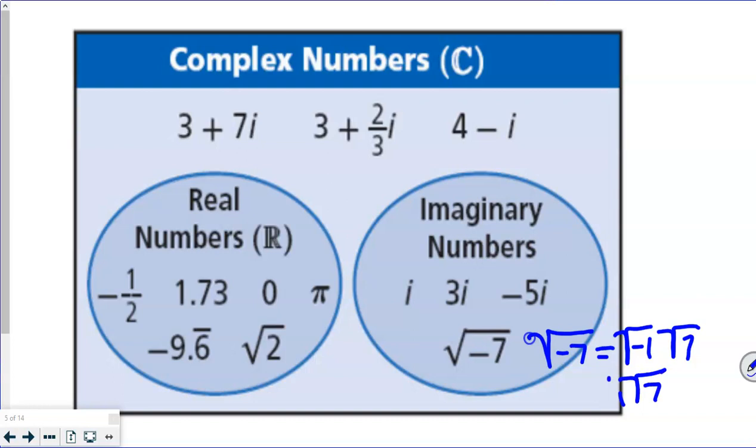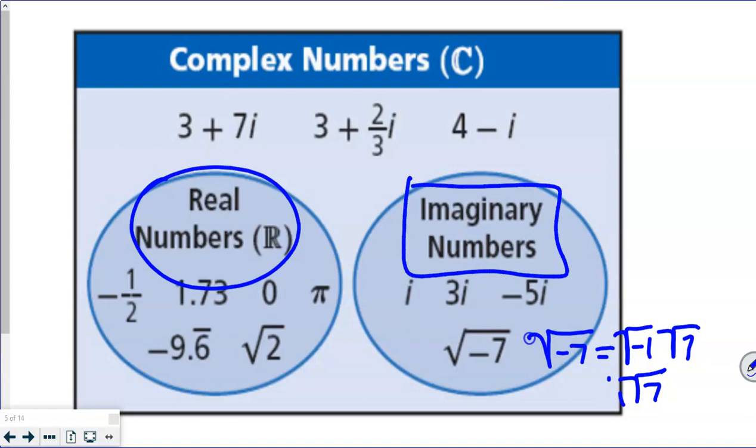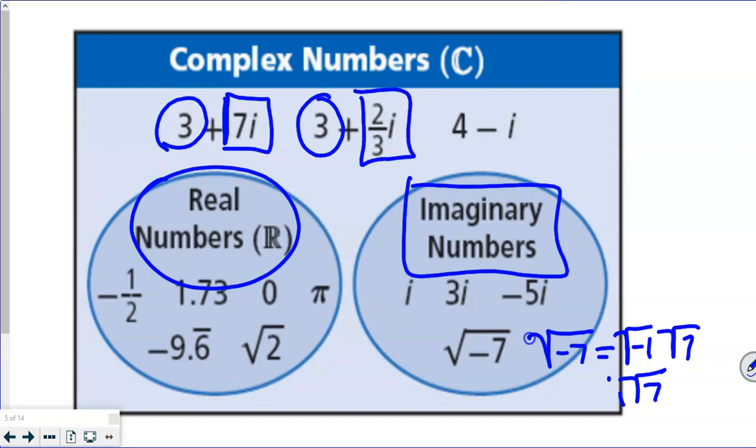Okay, so now let's talk about these. This is what I want y'all to do. For the real part, let's circle them, and for the imaginary part, let's square them, okay? The real part of this number is the 3. The imaginary part is the 7i. The real part, again, the 3. The imaginary part, the 2/3 i. The real part here, 4. The imaginary part, negative i. And we've got to keep that negative attached to it, okay?